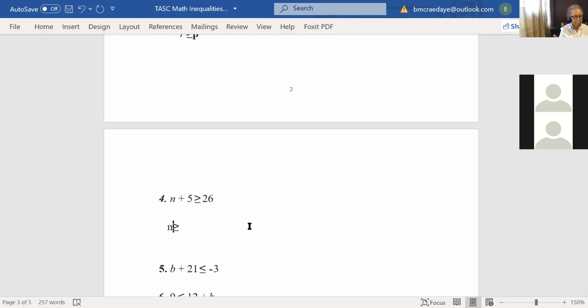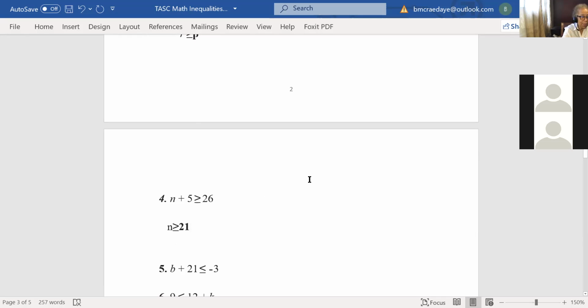The 5. You're going to subtract the 5 from both sides. Right. What's 26 minus 5? 26 minus 5 is 21. That's right. So this is going to be 21. And n greater than or equal to 21, 21 plus 5 is equal to 26. If it were greater, then it's going to be greater than 26. So we know that's correct.